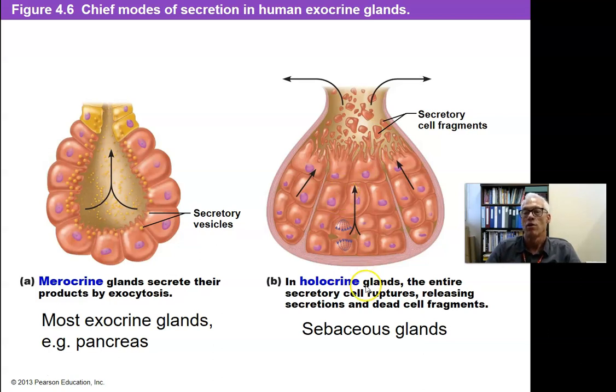So that's called holocrine secretion, because the entire cell is sacrificed and more cells come up from behind and replace those cells and continue to secrete or produce more and more of the secretory product.